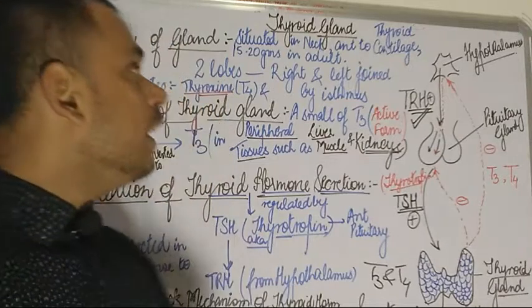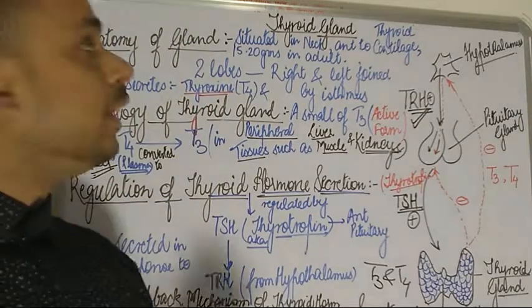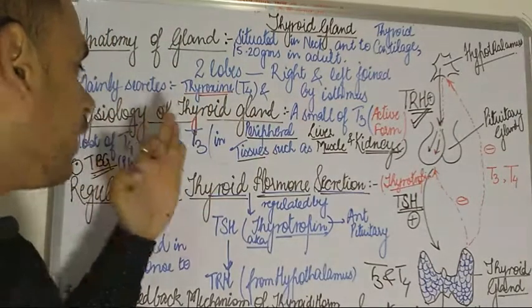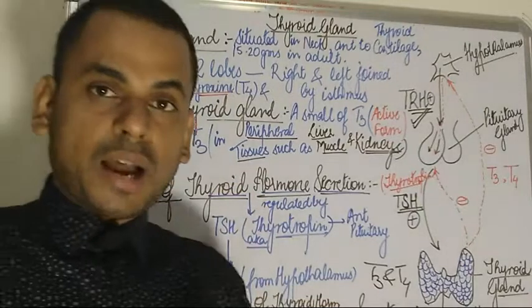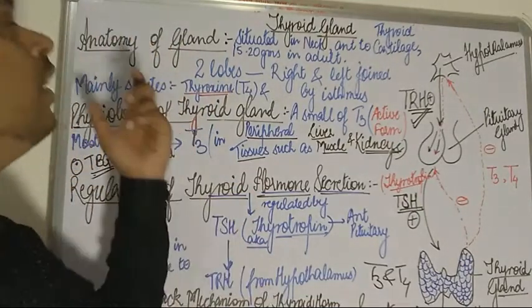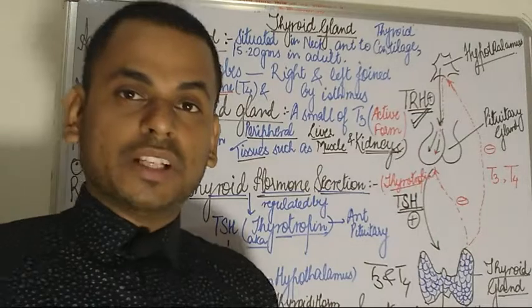Students, in this way I have summarized the physiology of the thyroid gland, the regulation of thyroid hormone secretion, and a brief gist of the anatomy of the thyroid gland.